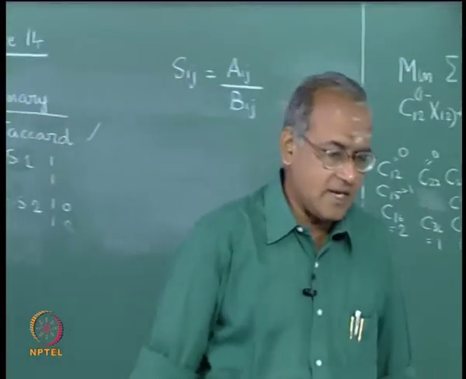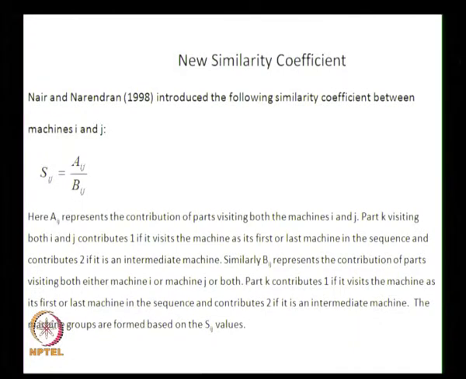Now, the new coefficient also has a numerator and a denominator with a very slight difference in the computation. So, the new coefficient is Aij by Bij. Aij represents the contribution of parts visiting both the machines i and j. So, numerator is similar to the numerator of the Jaccard similarity coefficient. The difference is part k visiting both i and j will contribute 1 if it visits the machine as its first or last machine in the sequence, and contributes 2 if it is an intermediate machine.